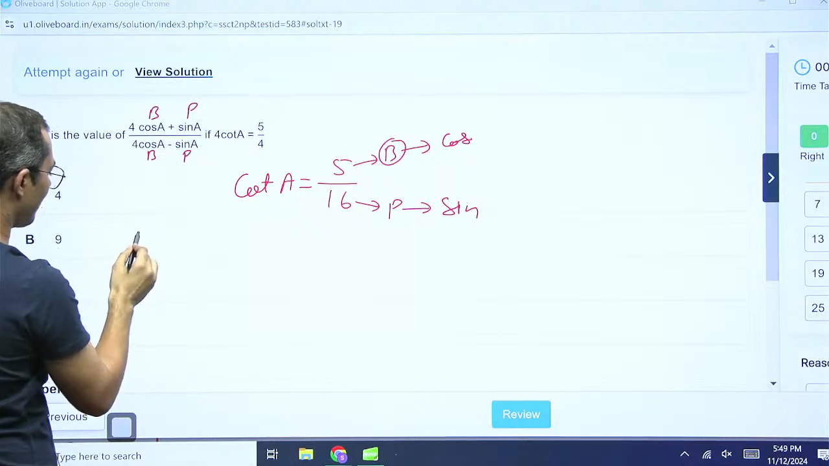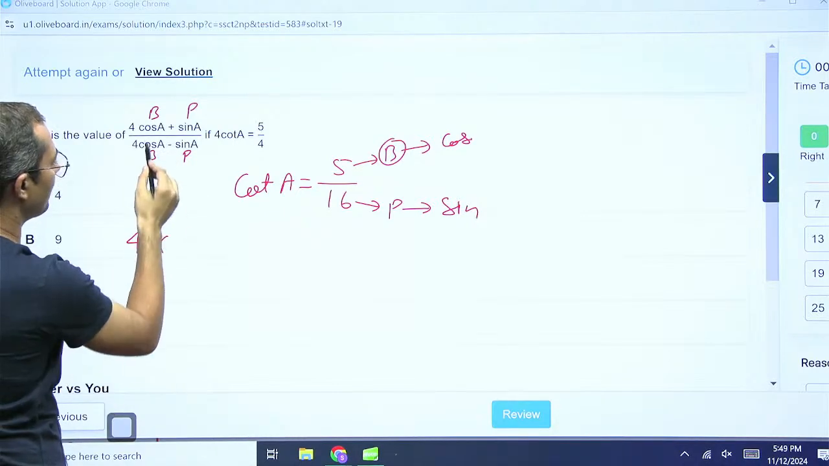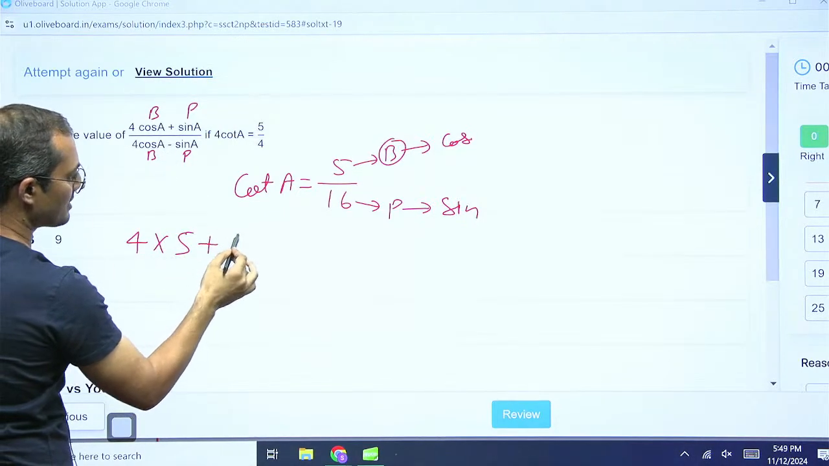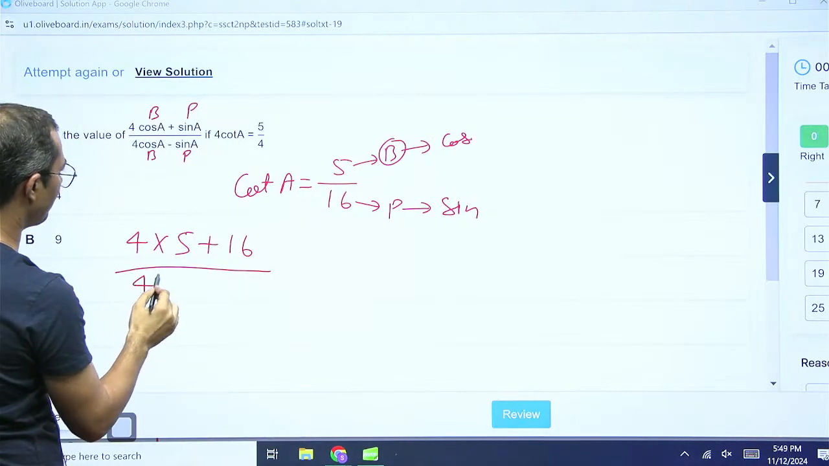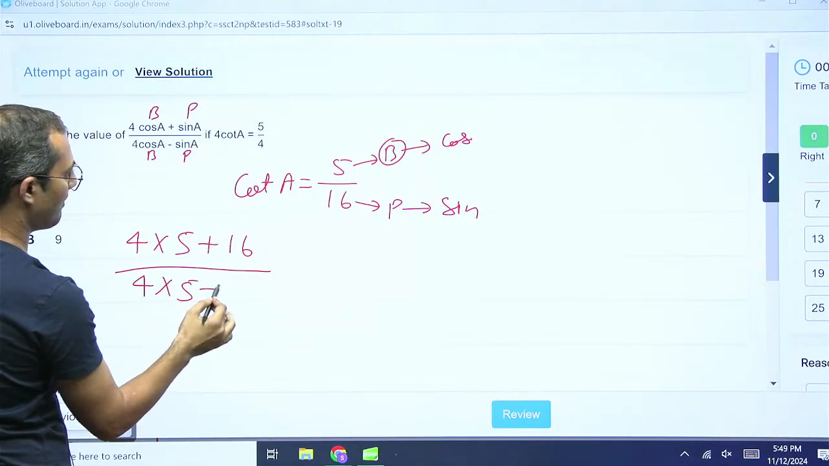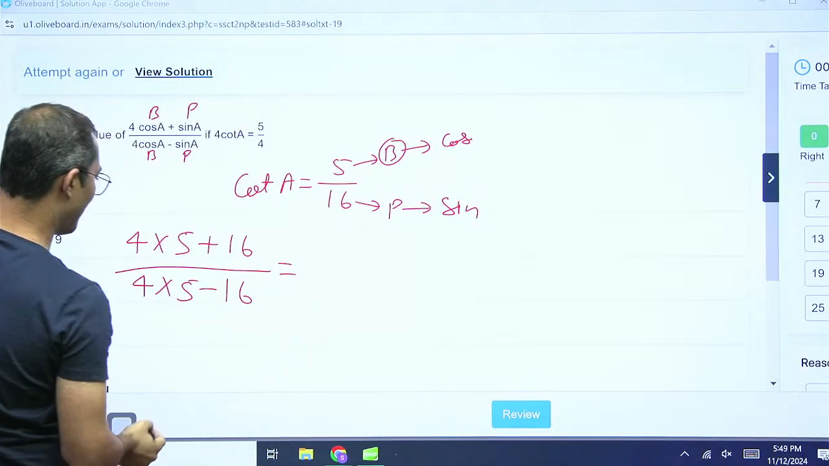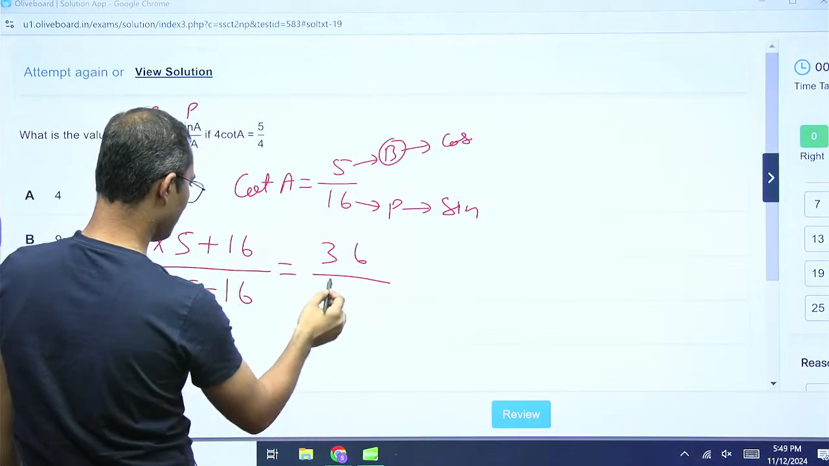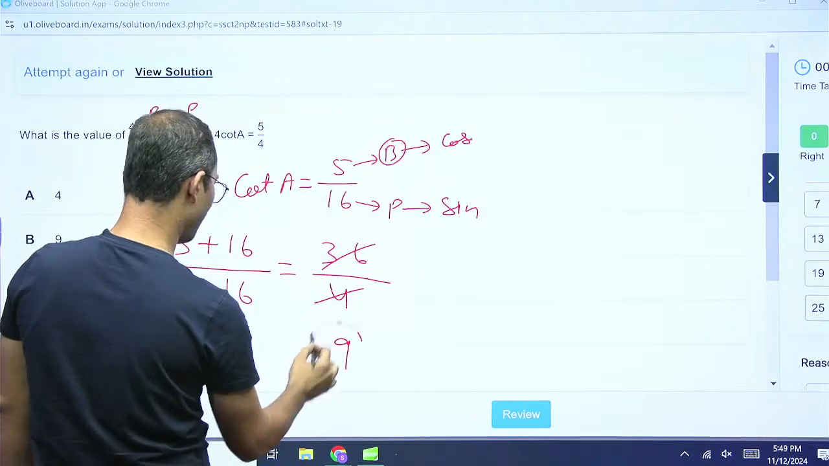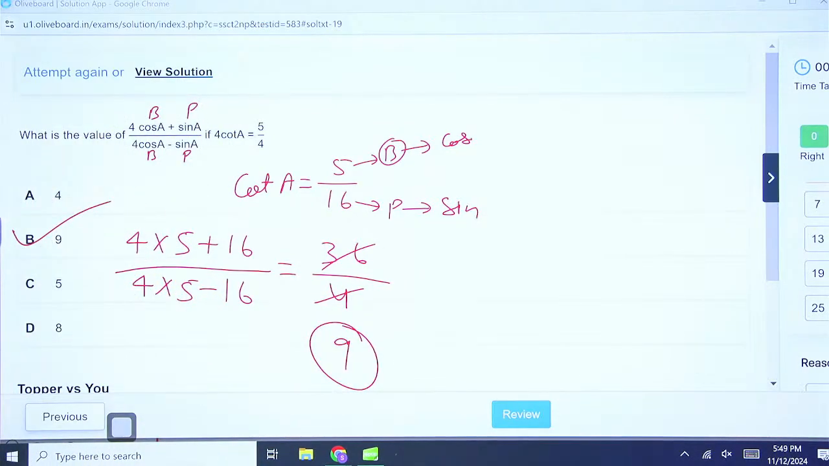So directly we can calculate 4 into the value for base, which is 5, plus the value for perpendicular, which is 16. So 4 into 5 minus 16, so this is equal to 20 over 36, divided by 4, that is 9 by 4, right? So B is the right answer. Yes, B is the right answer.